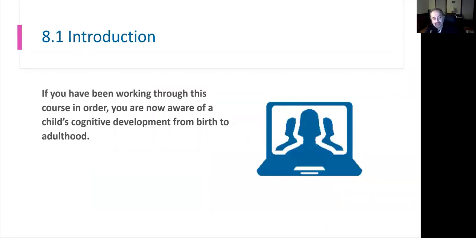If you have been working through this course in order, you know that the last module you attended covered the teenage years in terms of cognitive development. Now, as you reach module number 8, which is genetics, you're now aware of the child's cognitive development from birth all the way to adulthood, as we have discussed, starting from infancy.